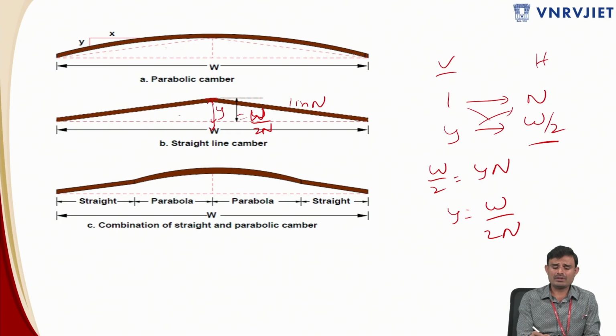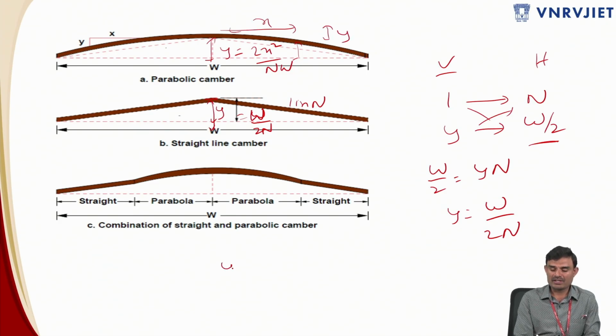If you look into the parabolic profile, there is a small derivation: y is equal to 2x square by nW. We are not going deep into the derivation of this height of the crown, or the rise of the crown for a camber. So y is equal to 2x square by nW. You can obtain the value of y, the rise of the road, at any point, but I am interested in calculating the value of y at the central portion. Here x is in the horizontal direction and y is in the downward direction.